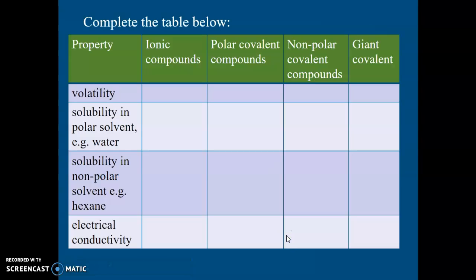Now here's a little table for you to complete to round off that little section. See if you can manage to sort that out. Volatile means how easily a substance changes state. So something that has a low volatility has a high melting point and boiling point. High volatility is low melting point and boiling point.